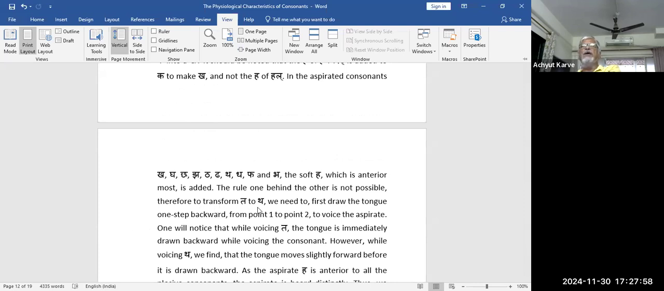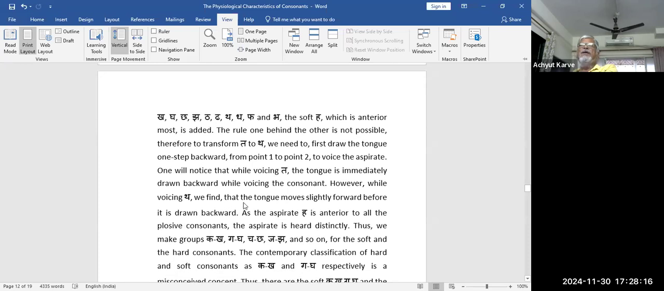Therefore, to transform tha to tha, we need to first draw the tongue one step back from point 1 to point 2 to voice the aspirate. One will notice that while voicing one consonant, the tongue is immediately drawn backward. However, while voicing the other, we find that the tongue moves slightly forward before it is drawn backward. As the aspirate ha is anterior to all the plosive consonants, the aspirate is heard distinctly.